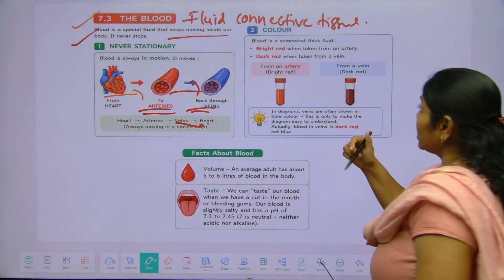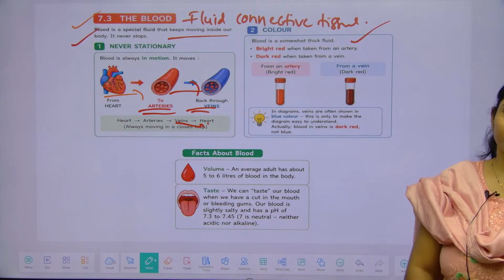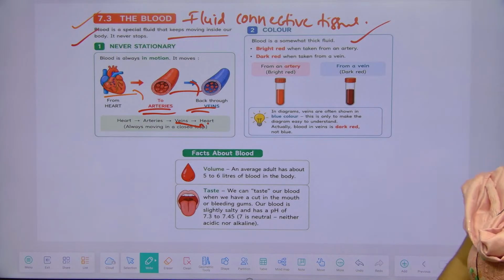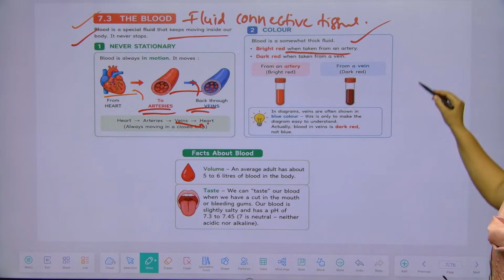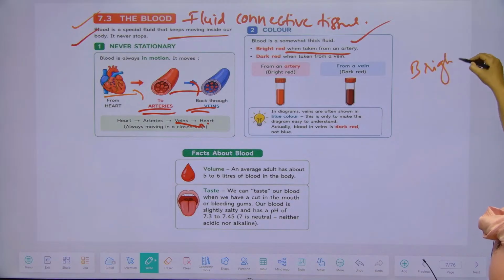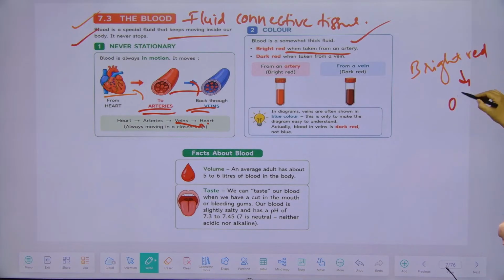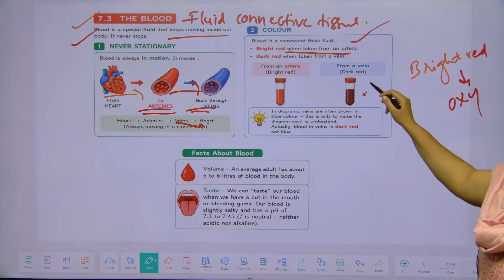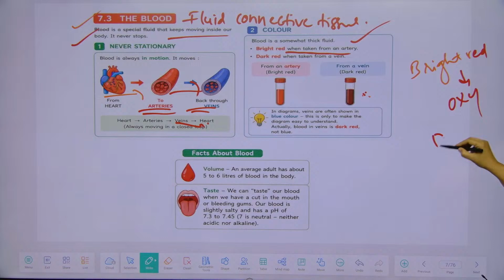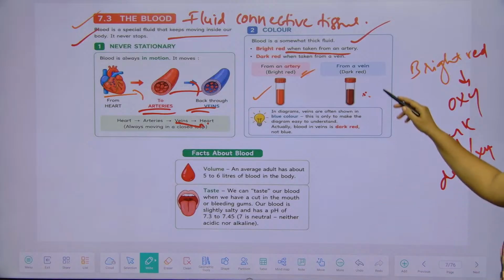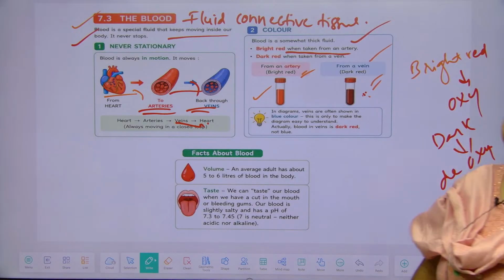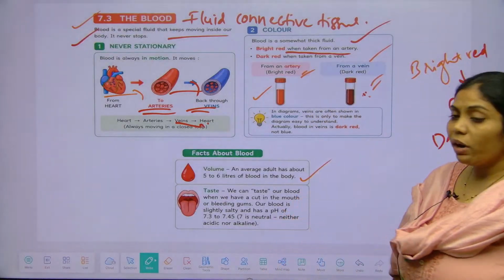Alright, so what is the color of the blood? Red in color. If it is bright red in color, it is actually oxygenated blood. Bright red color indicates oxygenated blood. Dark red also you are identifying. This dark red color indicates deoxygenated blood. Oxygenated blood is carried by the arteries and deoxygenated blood is carried by the veins.